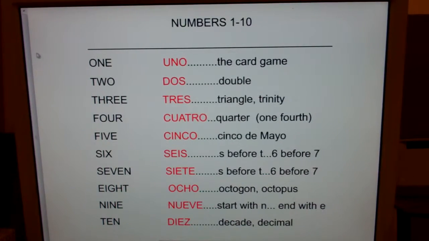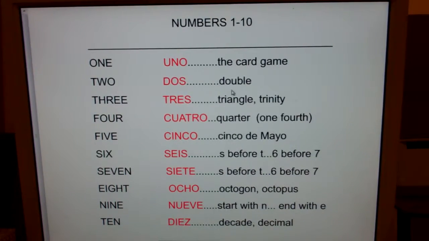Now let's talk about some ways to remember these. You guys might have heard of the card game Uno. Everybody say Uno. The purpose of the game is to end up with just one card. And literally, Uno is the Spanish word for one. Now, everybody say dos. Dos means two. If you double your money, you have 2 times as much. So a way to remember dos is to think of the English word double.